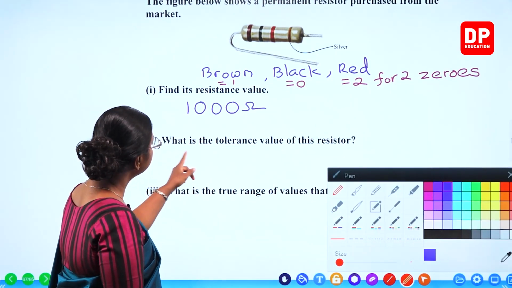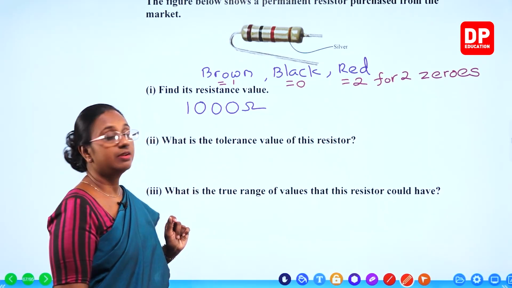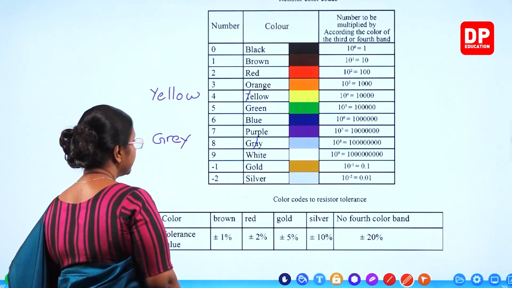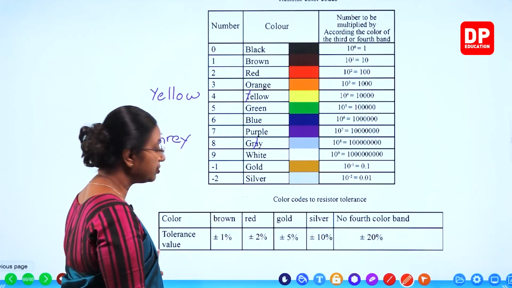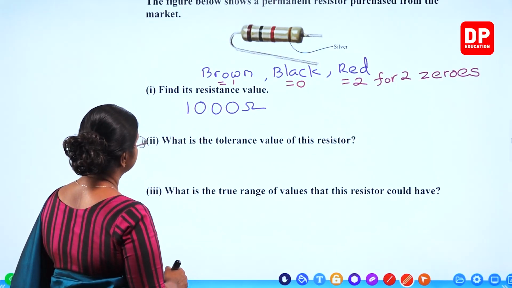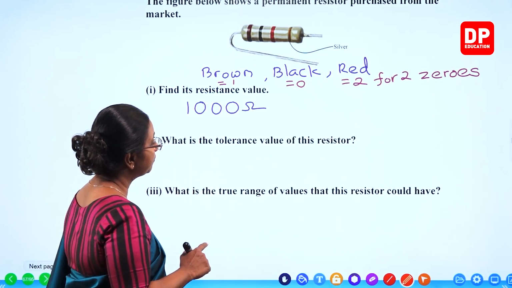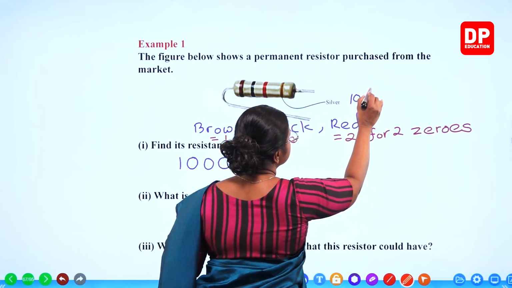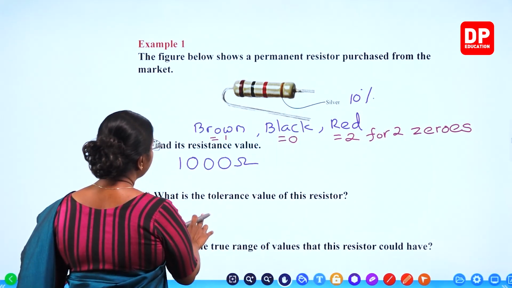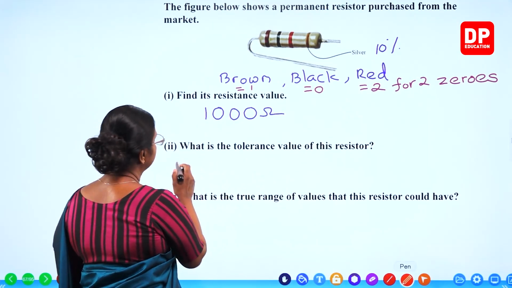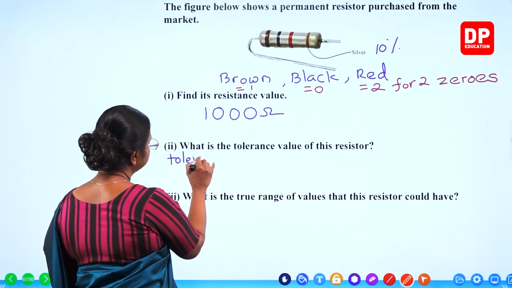Then, second question, what is the tolerance value of this resistor? So what is the color there? Silver. What is the tolerance value? Now for that we need to use this table. Now brown, red, gold, silver. Silver 10%. So we have to use 10%. So what is the tolerance value of this resistor? To do that, we have silver 10%. So then what do we do? We need to calculate the tolerance value.